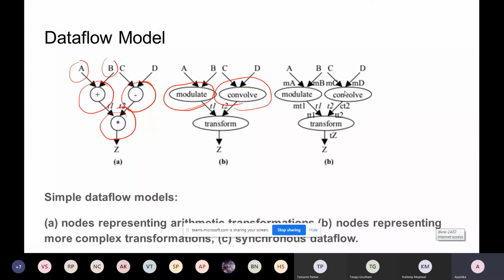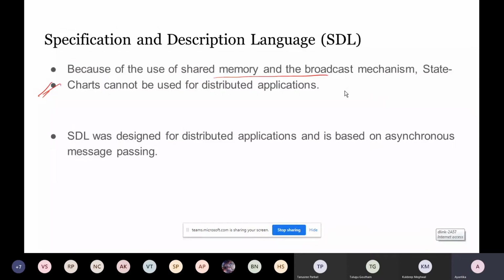Yes. So what we are talking about is that it can allow synchronous data flow also between different nodes. So this is all about data flow here. Sorry, we were talking about this specification and description language. In this case, when we talked about state charts, where we have considered hierarchy and concurrency along with our general FSM, one limitation is that the concept is totally developed based on shared memory.